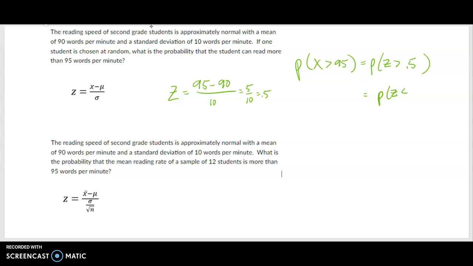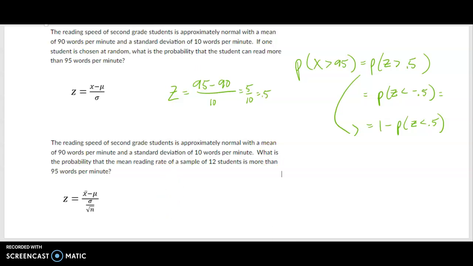is less than negative 0.5. Or the official way, I hope I'm not giving you too many ways to do that. Just pick one, either this way or this way. Should give you the same result. Let's see what we get.